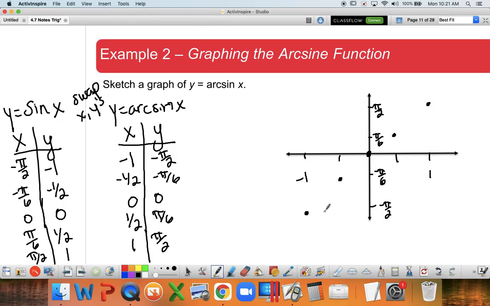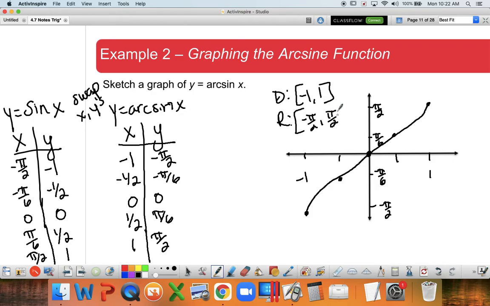Now it's not just a straight line, it should have more of a curve to it. So it should look a little bit like that. Do your best there. But that is where the inverse sine function comes from. So when you look at this and ask, what is the domain of our inverse sine function? Looking at our x-axis, it goes from negative 1 to 1. What is our range value? It goes from negative pi over 2 to pi over 2. Kind of makes sense, right? Hopefully.